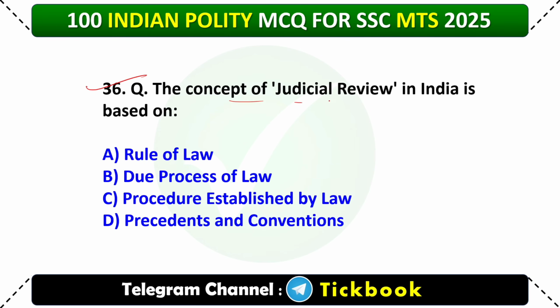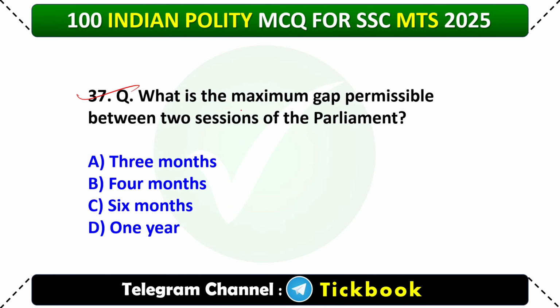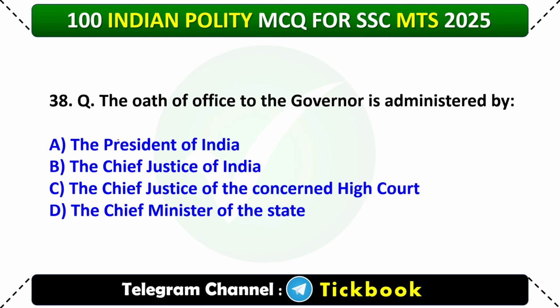36. The concept of judicial review in India is based on option number C, procedure established by law. 37. What is the maximum gap permissible between two sessions of the parliament? Option number C, 6 months. 38. The oath of office to the governor is administered by option number C, the Chief Justice of concerned High Court.